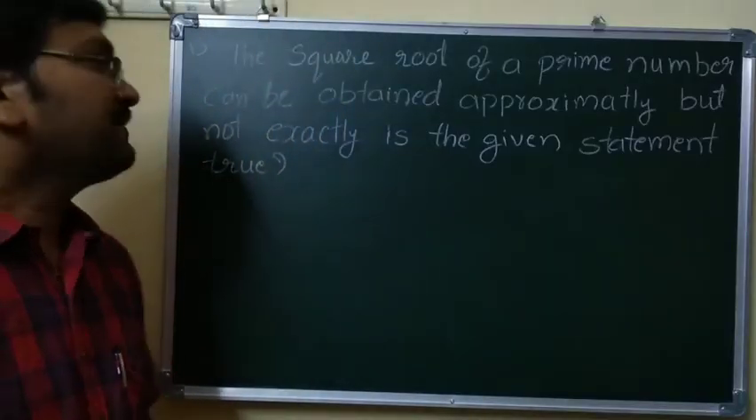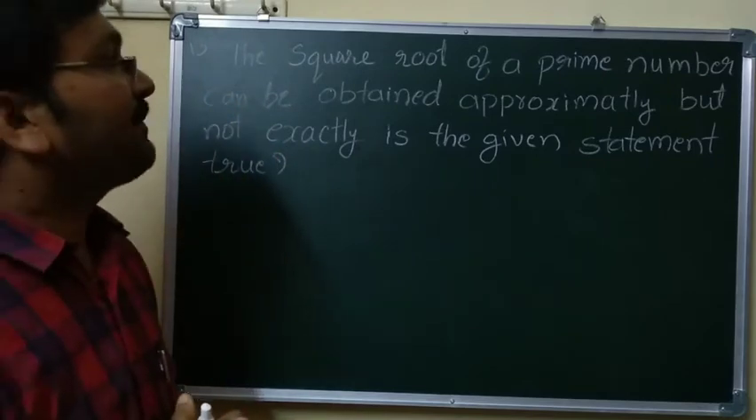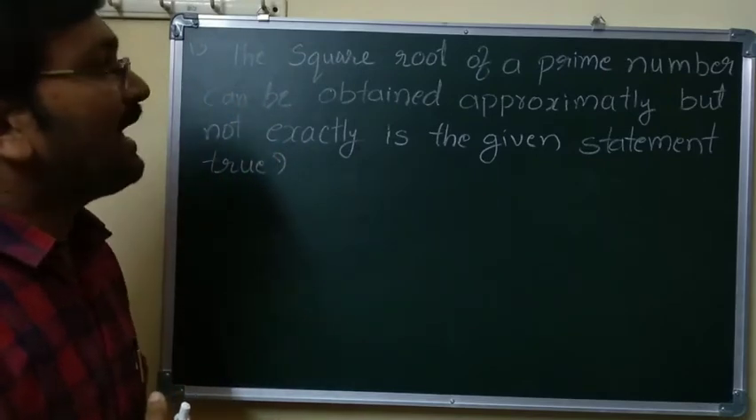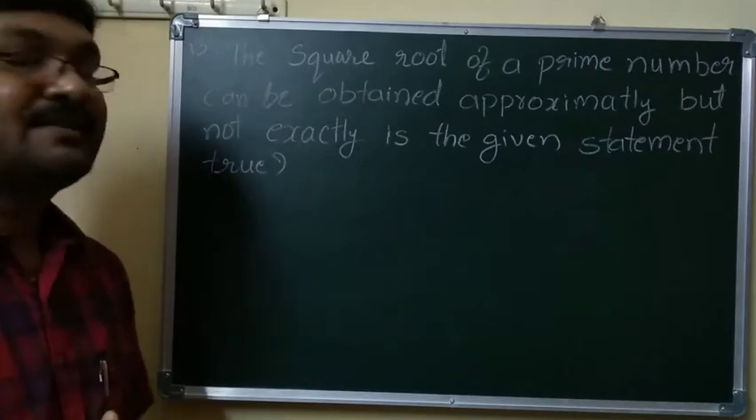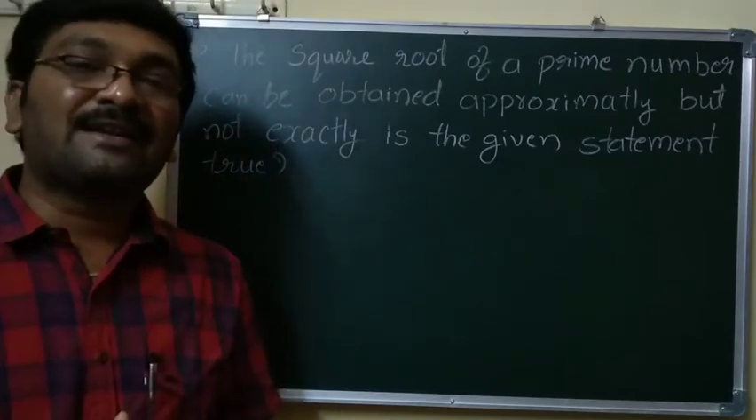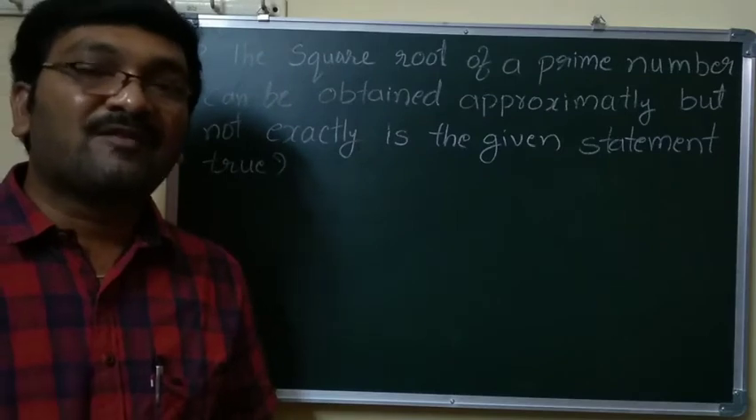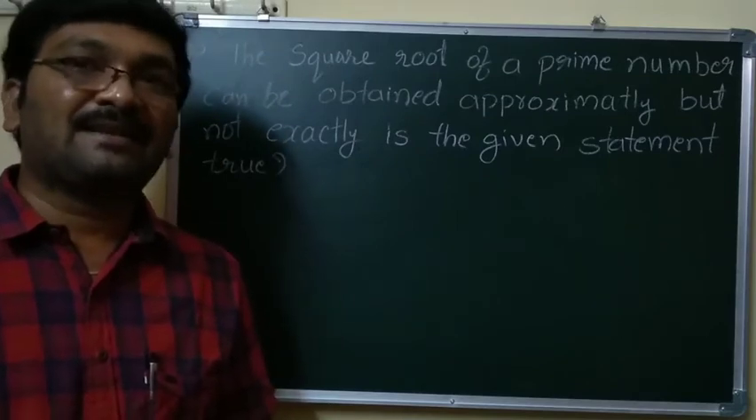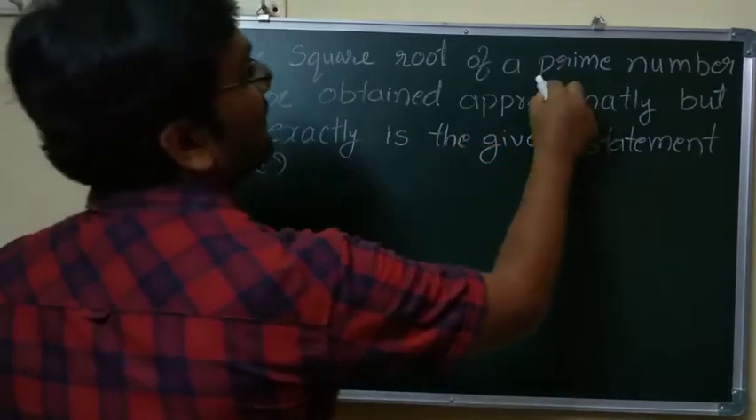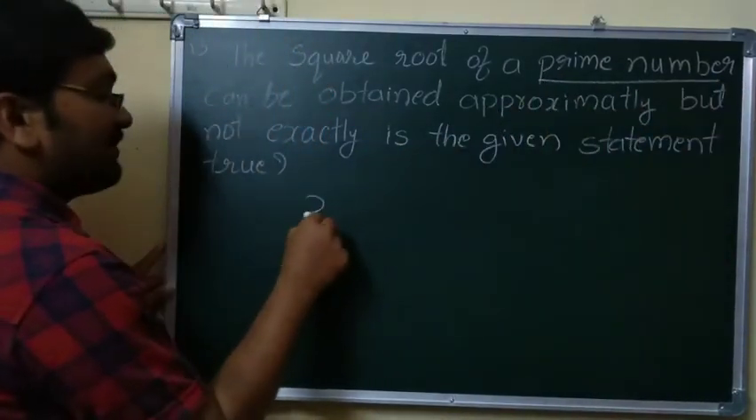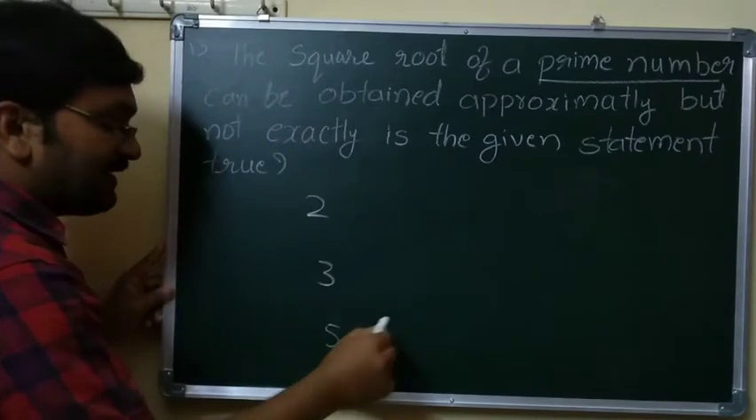The 13th question. Here, the square root of a prime number can be obtained approximately but not exactly. Is the given statement true? It means we can find the square root of a prime number approximately. So first we will go for the prime numbers. Prime numbers are 2, 3, 5 and so on.